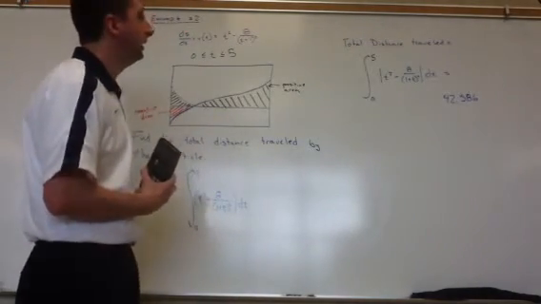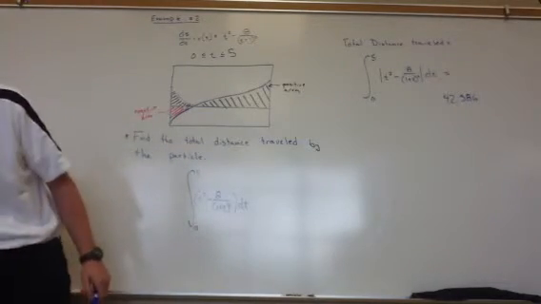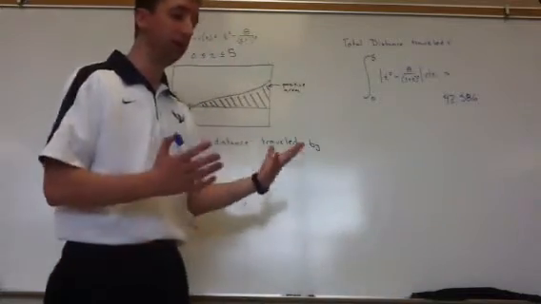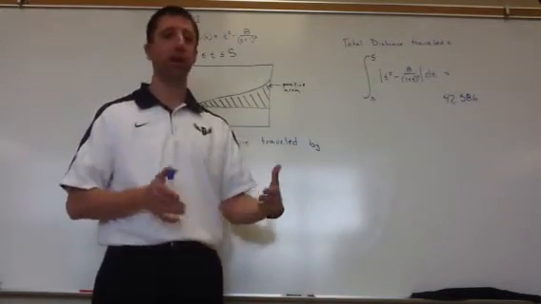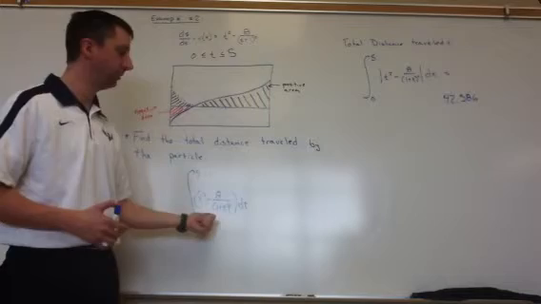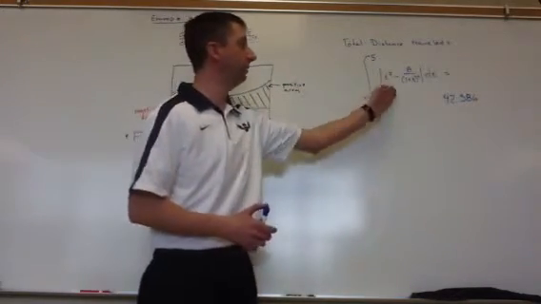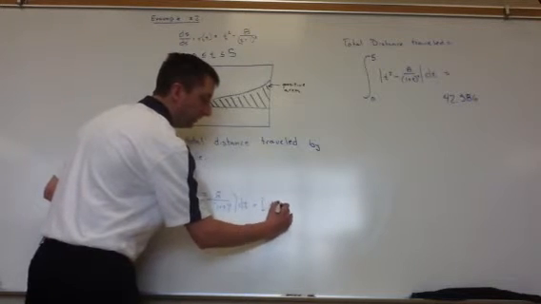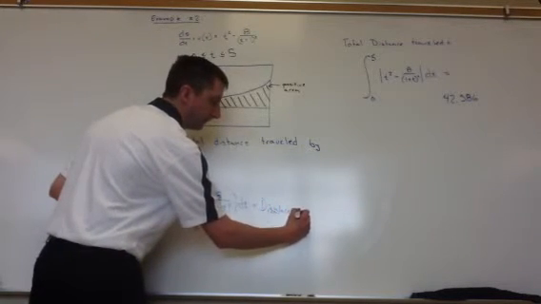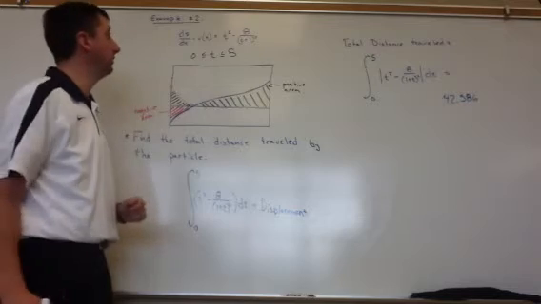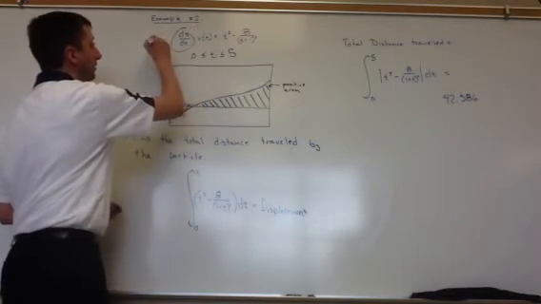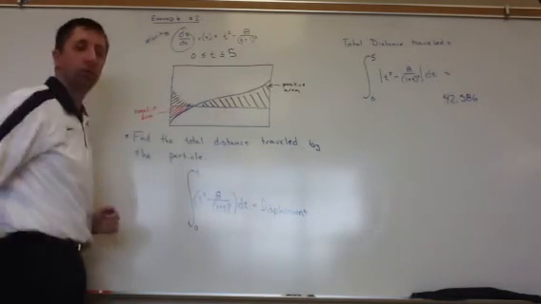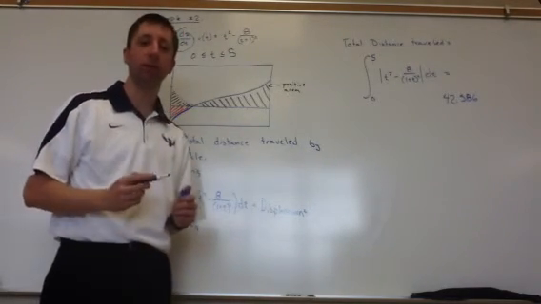So again, if you're talking about total distance traveled, you want the absolute value. If you're talking about displacement, then you're talking about just the regular integral. Okay? So this is total distance traveled. This would be my displacement. And the whole key here is that we are working with a velocity function. Okay, we're taking the integral of the velocity function.